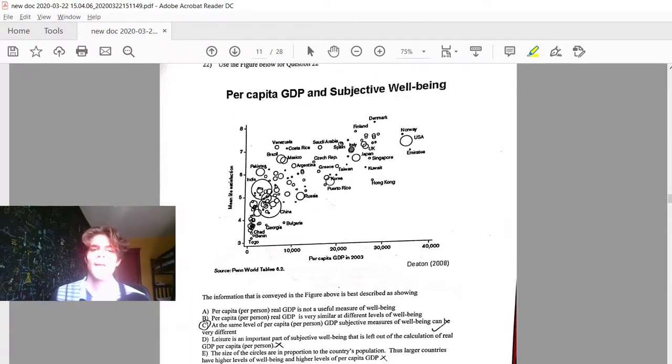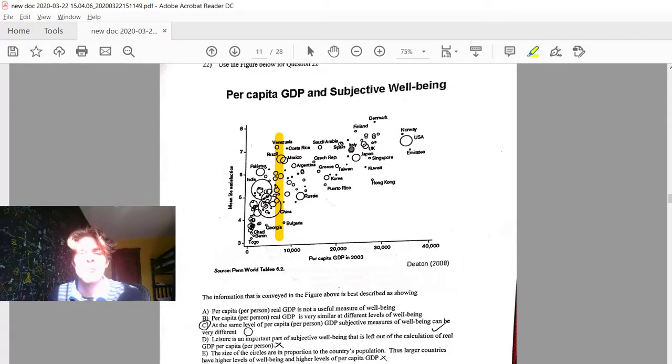This graph, I don't think we'll see it again because he's already put it on here. It just graphs life and per capita GDP. What is that, like life expectancy? Mean life satisfaction. So the idea is that we learned that per capita GDP is a good measure of happiness and well-being in your life. So if we look at per capita GDP, like over here, or over here actually is better, all these countries have the same per capita GDP, but their life satisfaction differs greatly. So reading off the graph, at the same level of GDP, subjective measures of well-being can be very different. Just reading off the graph.